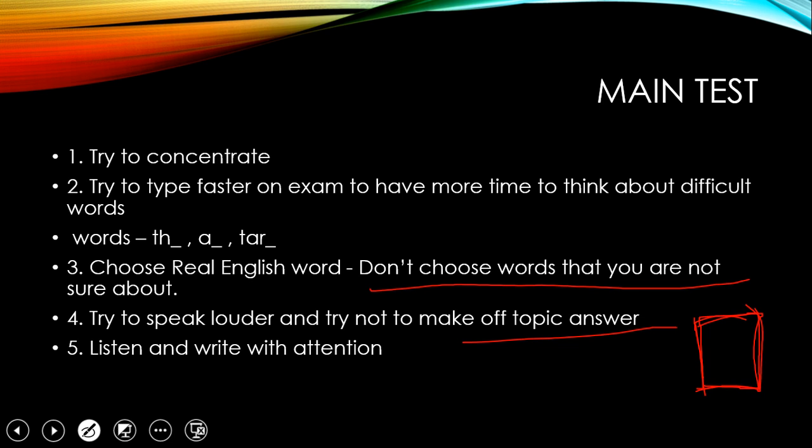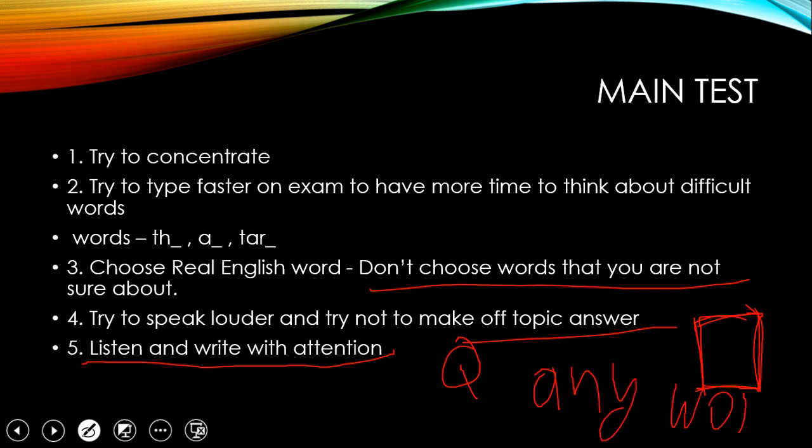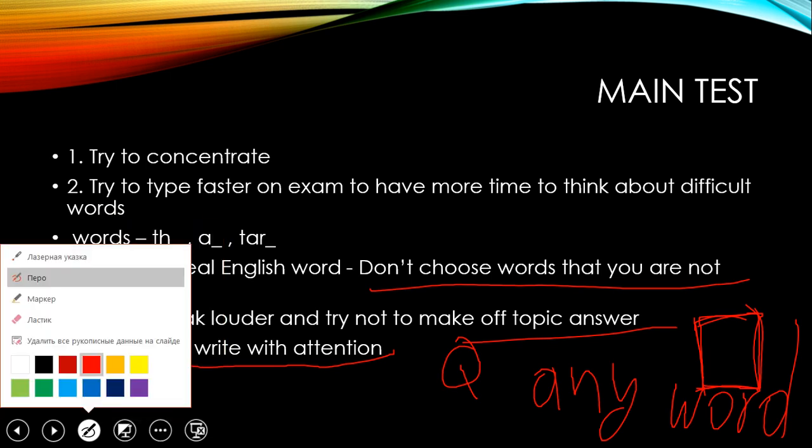Fifth one, listen and write with attention. There will be a listening part, and you need to write the sentence you hear, and try to listen with attention so as not to omit any word. Yeah, I think it's clear.